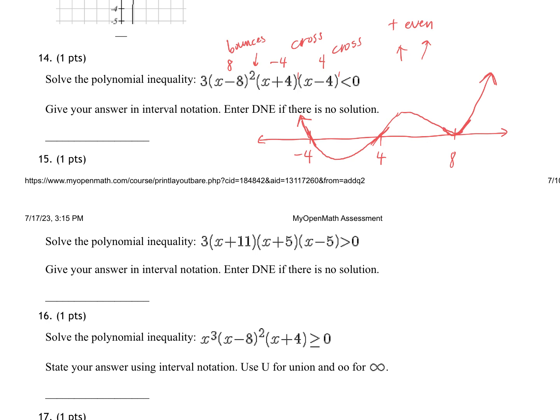So now that we have our lazy graph, we want to look at the inequality symbol. This is a less than symbol. So we're looking for where it's below the x-axis, where it's below the line. So that's going to be from here to here. Everywhere else it's on the line or above. So it's going to be below the line from -4 to 4. So that's the interval that we would use to answer this question.